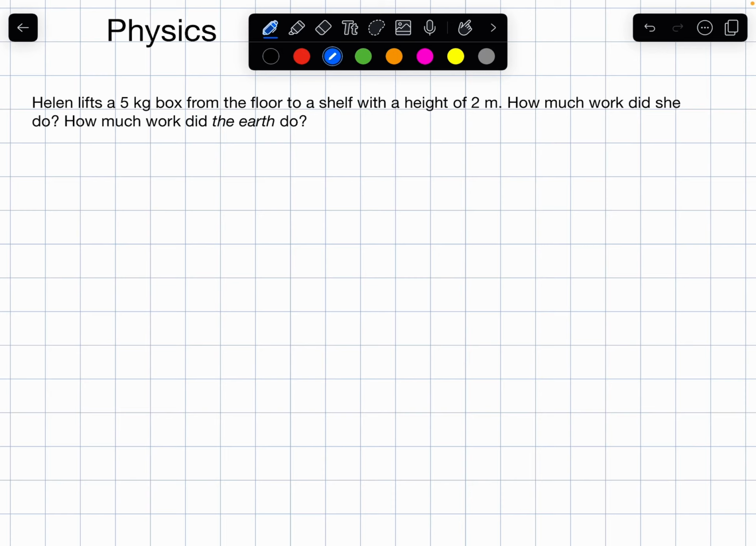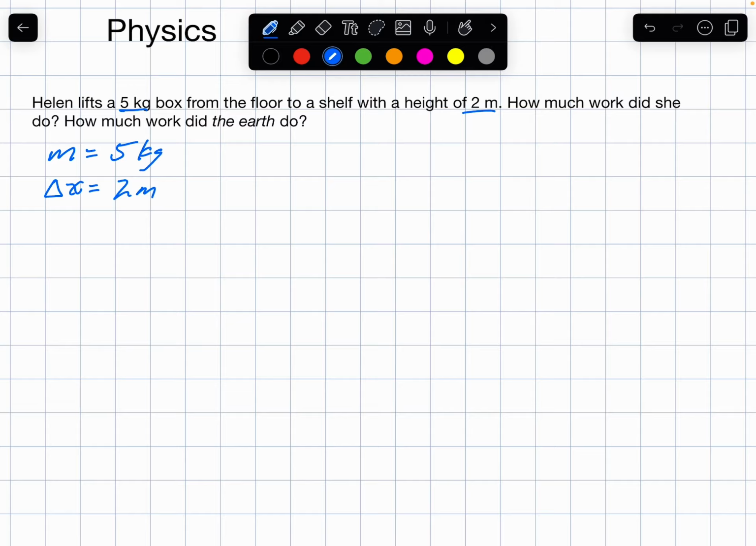So two questions involved, right? How much work did she do? How much work did the Earth do? We got two pieces of information, 5 kilograms, 2 meters. So we're going to write that down. Mass of the box is 5 kilograms. And the height, or the delta x or the delta y, whatever you want to call it, you can call it h, delta y, is 2 meters.